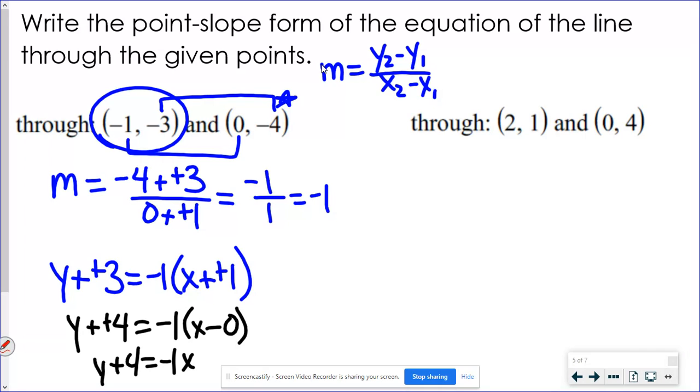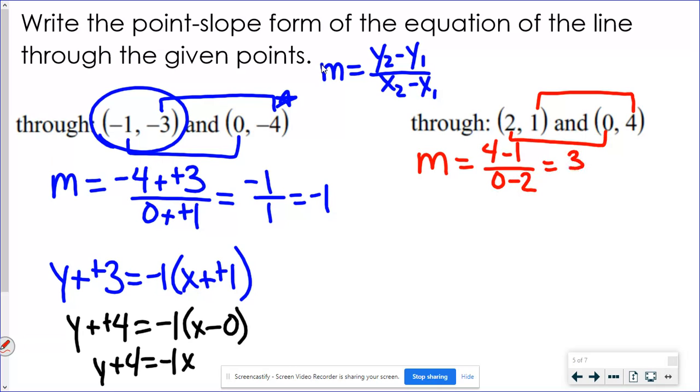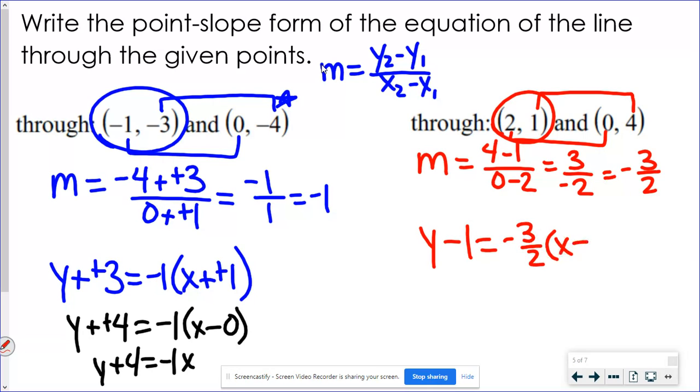Now, finding the slope here, I would do 4 minus 1, and then 0 minus 2. So I get 3 over -2. Usually we pull that negative out in front. And now, picking one of the two ordered pairs, again, I think we tend to choose this first one. I would do y minus my y number equals m times x minus the x number.